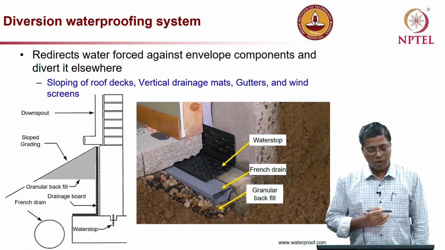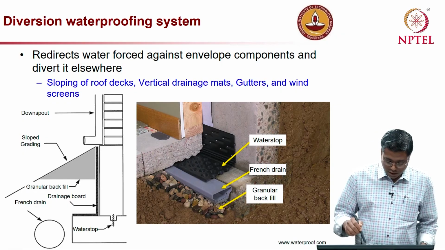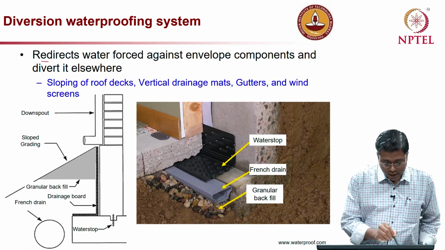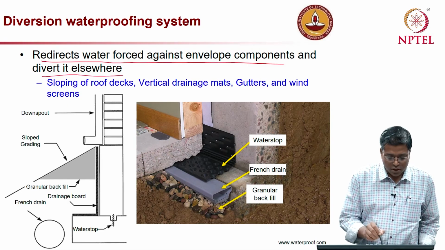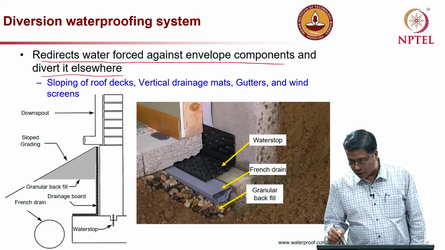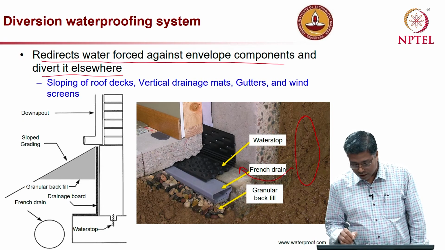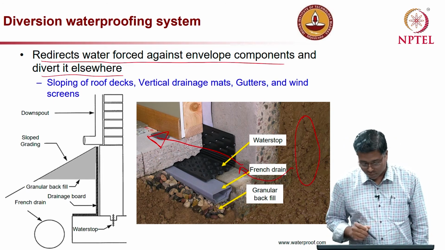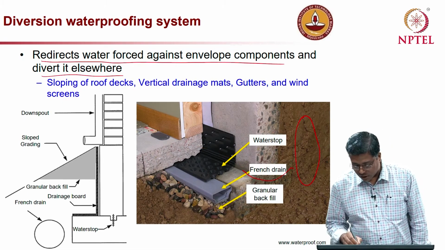Now, the diversion waterproofing system is similar to what we just discussed, but here a different type of system is involved. It redirects the water forced against envelope components and diverts it elsewhere. You take the water away. So, here you can see if this is the moist soil, there is a possibility of water getting in and eventually getting into the interior of the building or the rooms, which we want to protect. So, let us see how it is being protected.